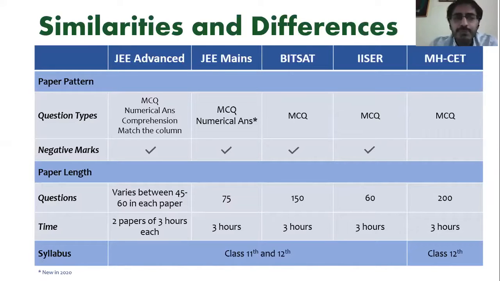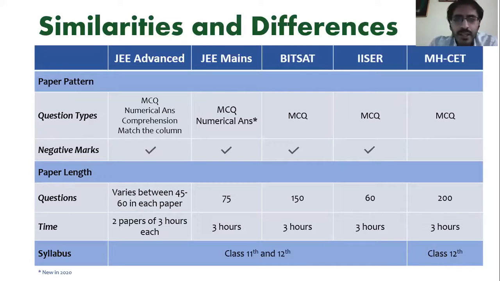The paper pattern of JEE Advanced is essentially not fixed, and that is why if you look at the number of questions in each exam, it's fixed for the other exams, but for JEE Advanced it varies. You know, so there is no fixed pattern to the paper. Last year there were 54 questions in a paper of JEE Advanced. Some years there are 60 questions in the paper.